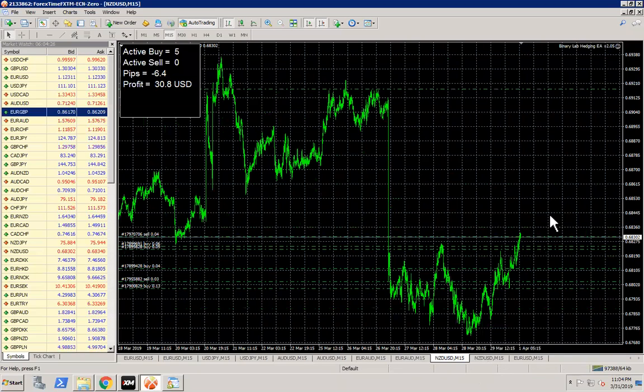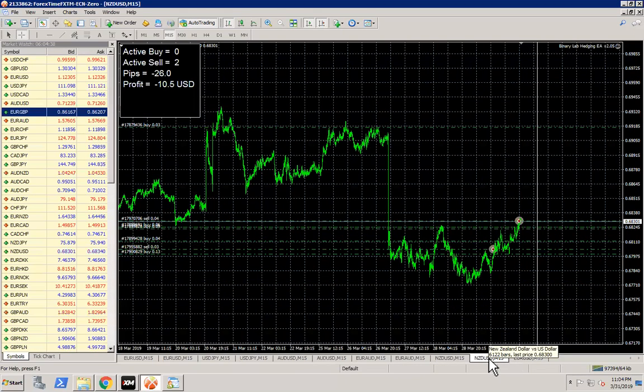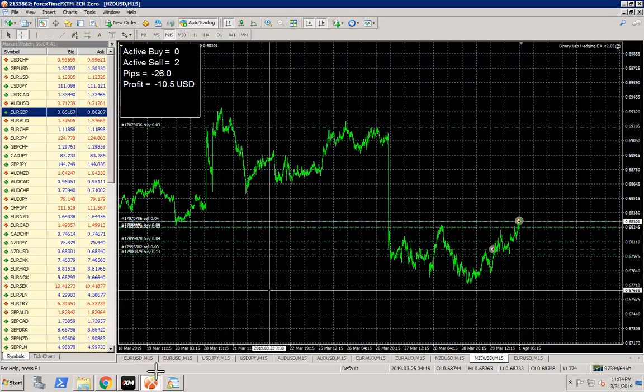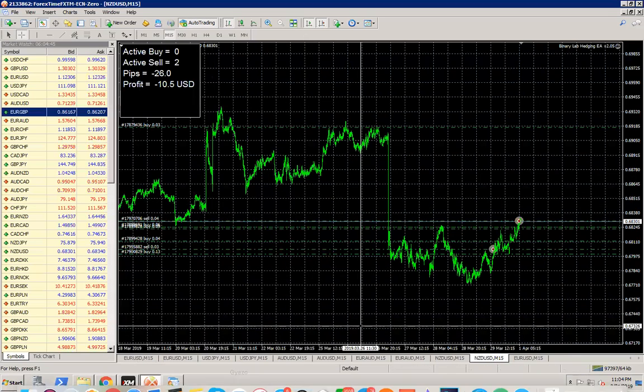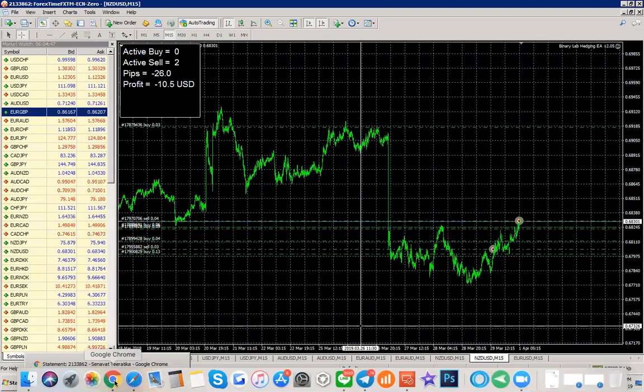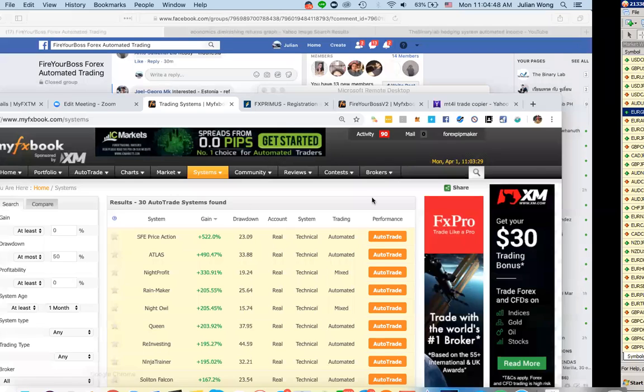New Zealand USD, yes, there's very good movement. As you can see, this one actually made some nice money in the span of time that we are having this webinar as well. All right, so today is going to be a very good day for the EA. I think maybe there could be a revision in the daily performance.